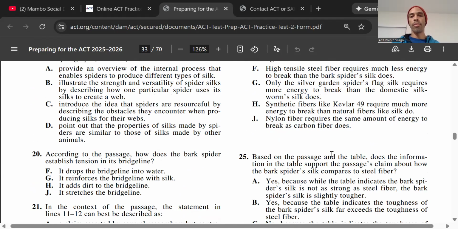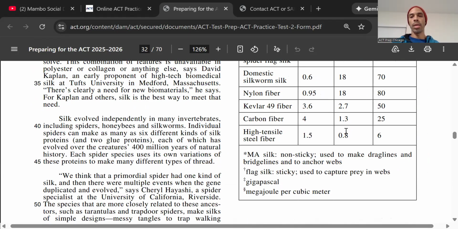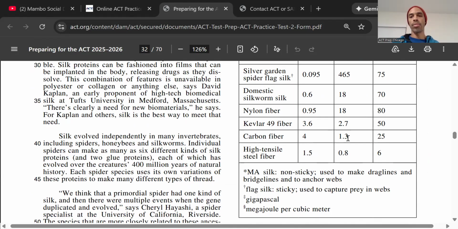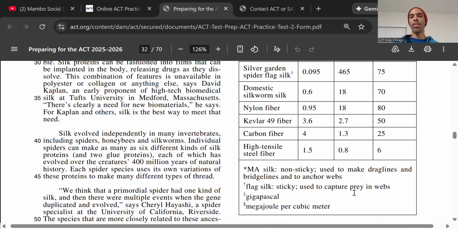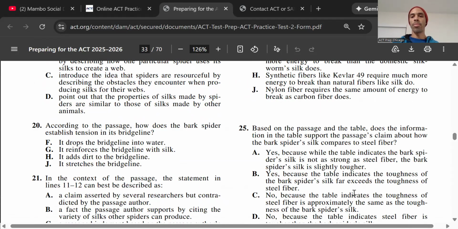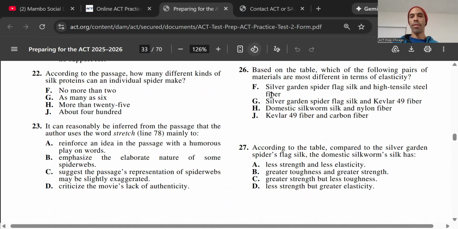Kevlar 49 and carbon fiber, I doubt it. Those are pretty close. Silver garden spider flag silk, that's pretty elastic, and steel fiber, which is inelastic. That's true. Steel is a hard metal, probably wouldn't be elastic, so it's definitely F.